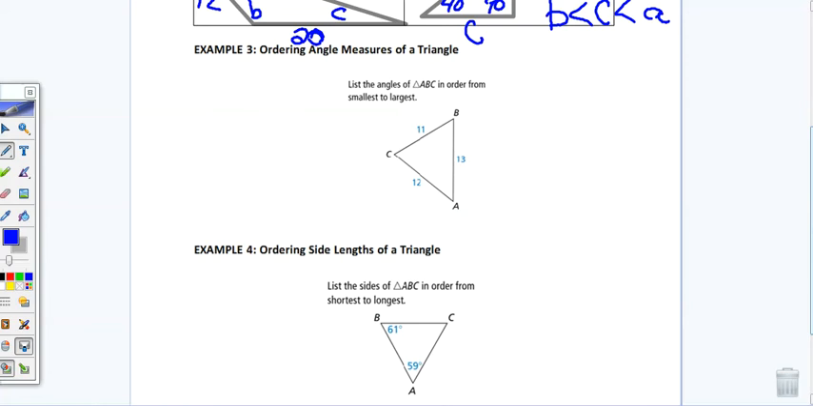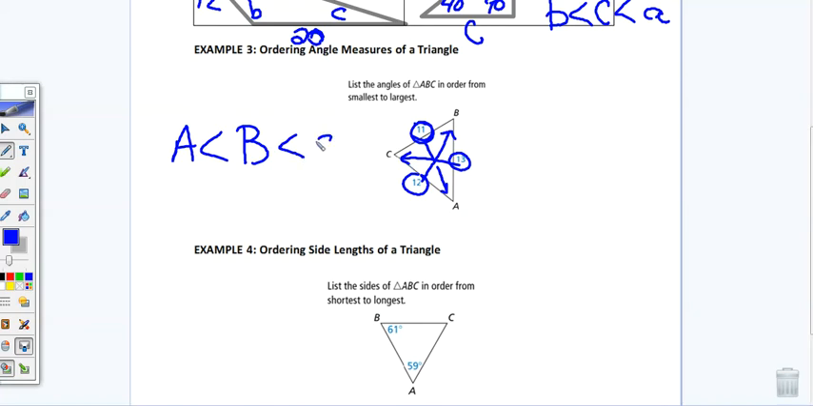All right, here we go. Listen up, kids. List the angles A, B, C in order from smallest to largest. What's the smallest angle here, kids? You guys do this on your own. A. Why A? Opposite the shortest side is A. 11 is the shortest side, so opposite of that is A. So A is the smallest, which has to be less than what next? B, which is less than what? That's pretty easy, isn't it? A, B, C.